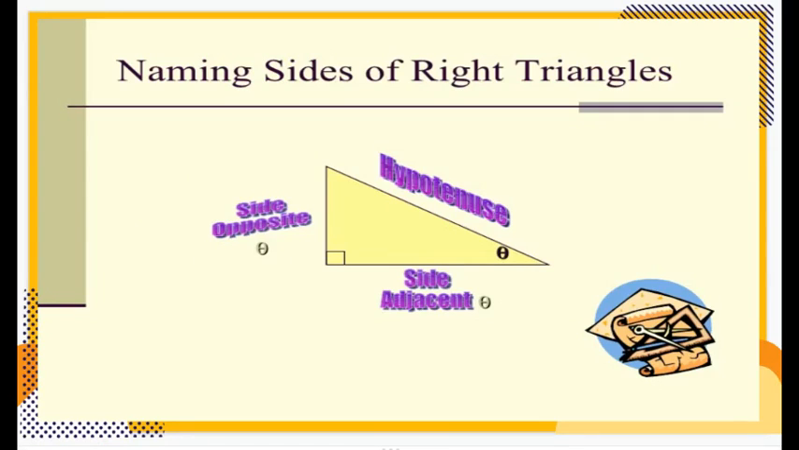Let's name the sides of the right triangle. The longest side will be the hypotenuse, and we have the two legs. As you can see, we have a symbol here. This is a Greek symbol called theta. The side opposite theta is called the opposite, and the other side is called the adjacent.